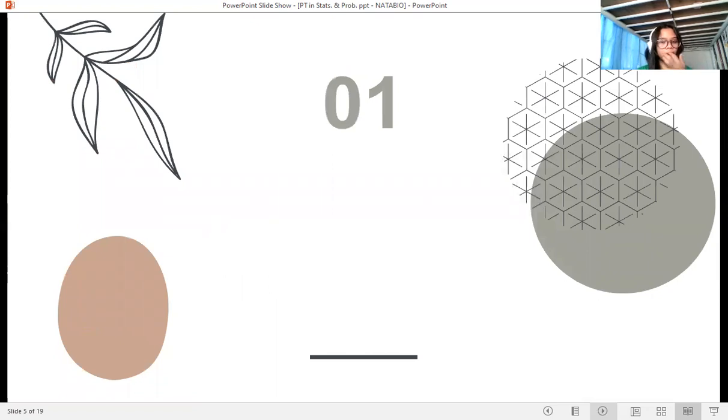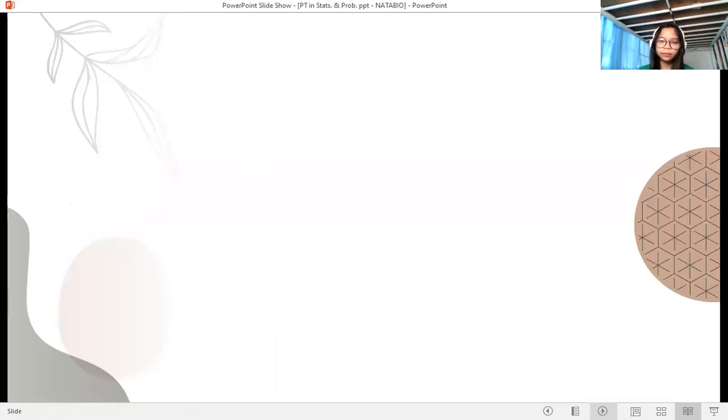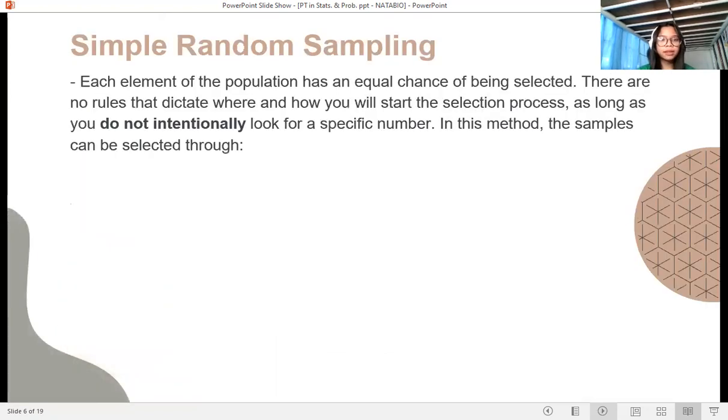Our first type of sampling method is simple random sampling. In simple random sampling, each element of the population has an equal chance of being selected. There are no rules that dictate where and how you will start the selection process, as long as you do not intentionally look for a specific number. You can consider it a scenario of simple random sampling if you unintentionally pick that specific number.